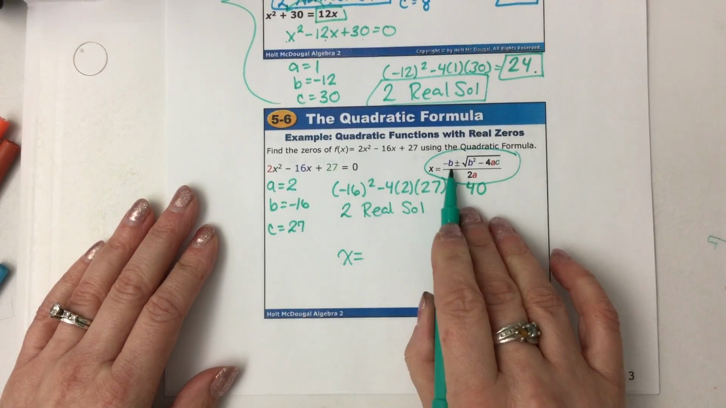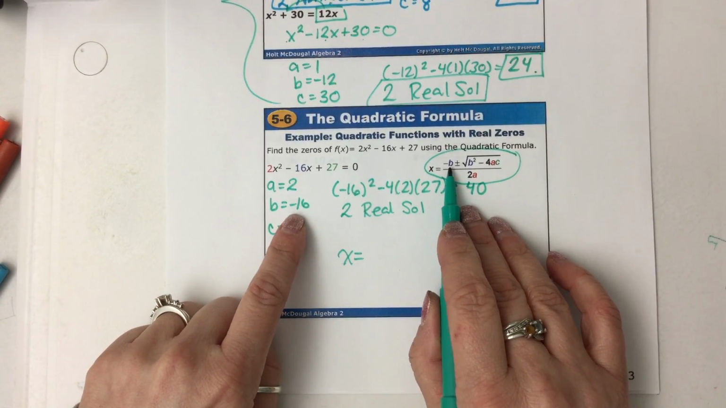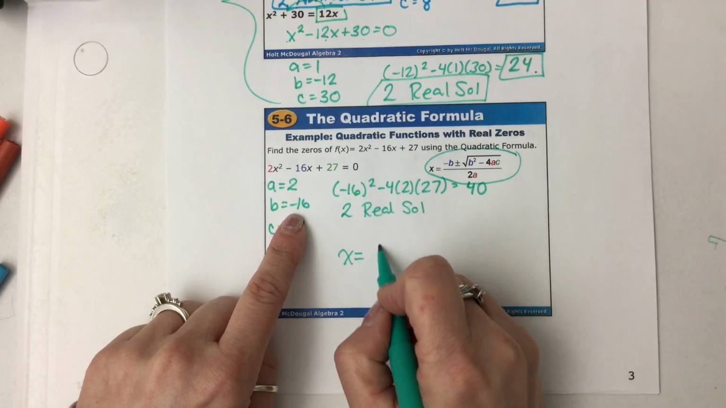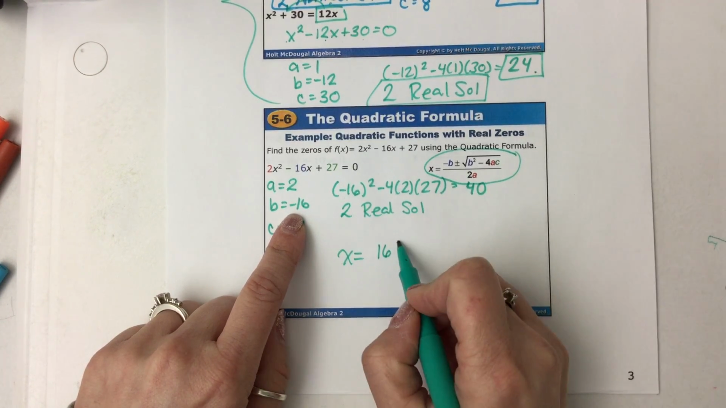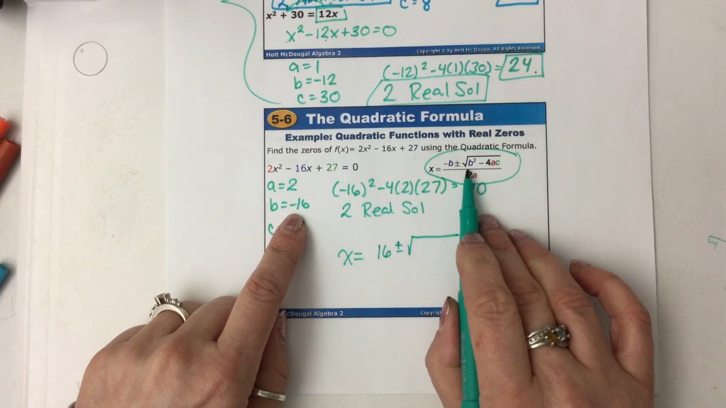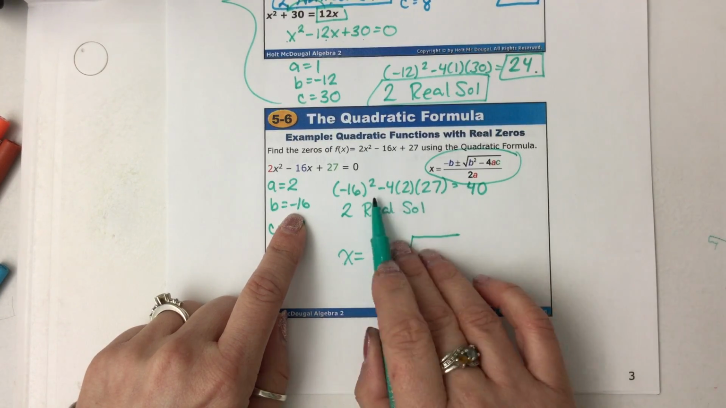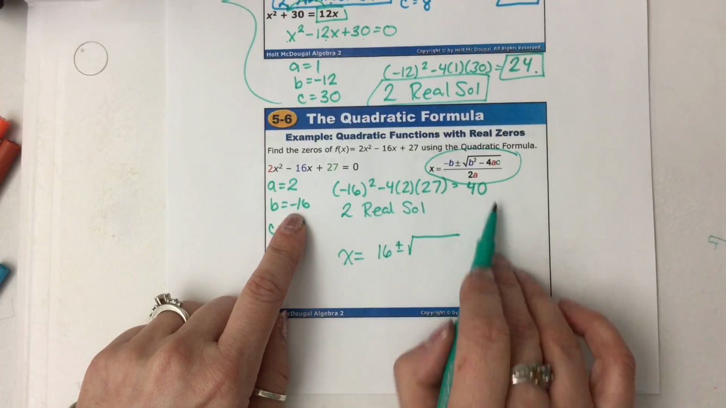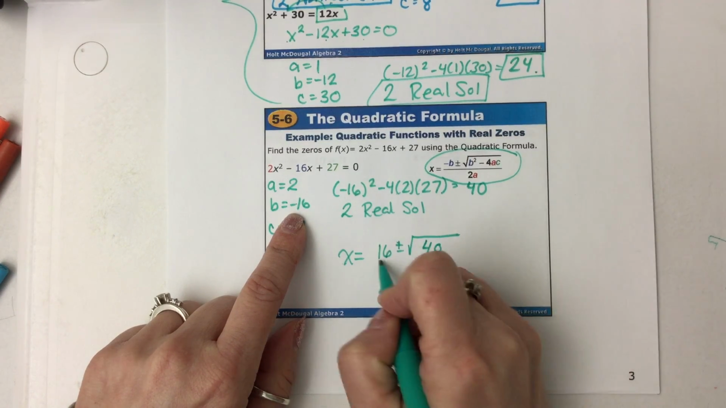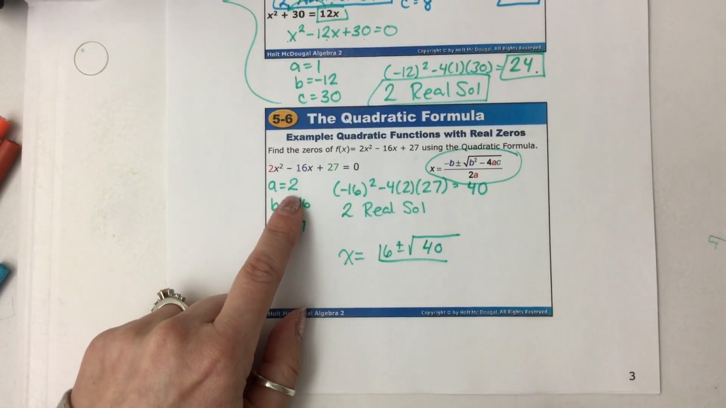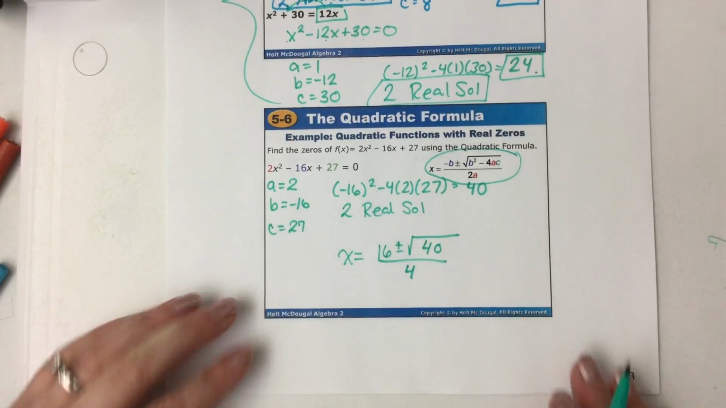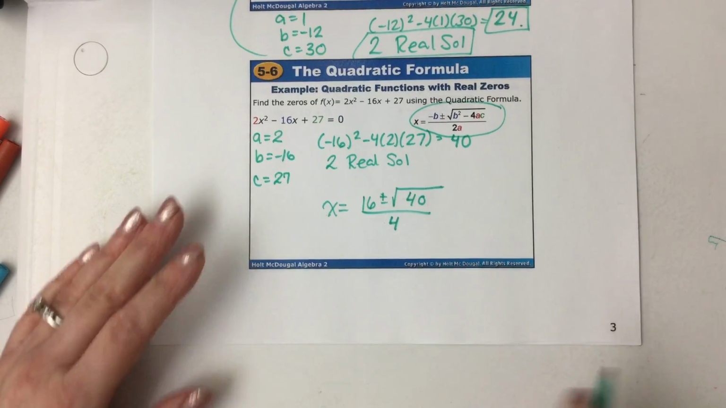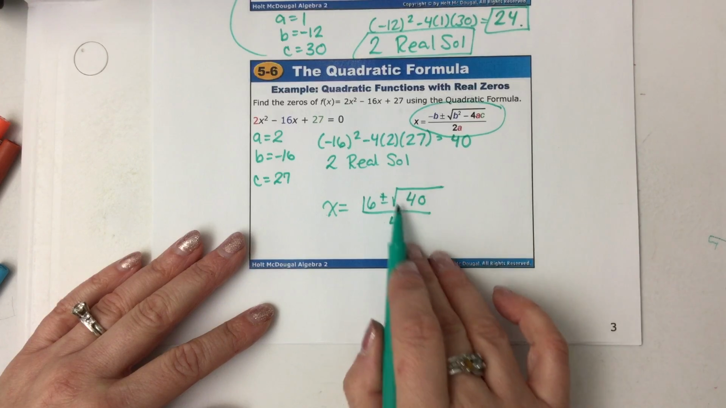Now I use the quadratic formula to go ahead and find them. X equals negative b. So you take your b value and you change the sign. So it's 16. Plus or minus b squared minus 4ac. We already calculated that. We have 40. That's what goes underneath the square root. All over 2 times a. A is a 2. 2 times 2 is 4. Your next step is you want to see if this is a perfect square root.